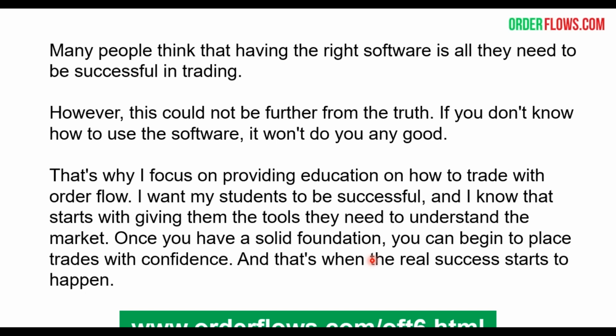Now, many people think that having the right software is all they need to be successful in trading, and it's not. You need to have software, yes, but if you don't know how to use the software, it's not going to do you any good.